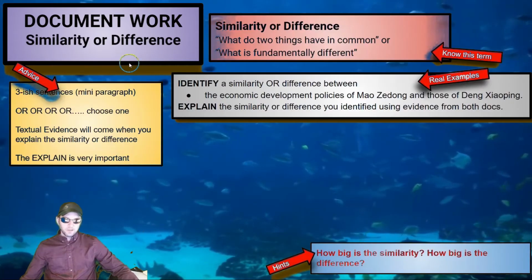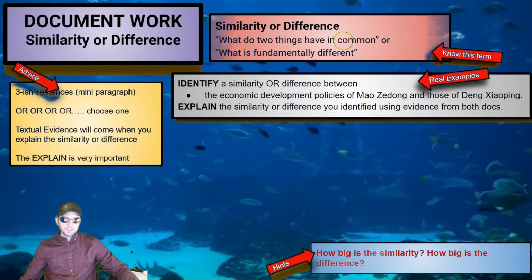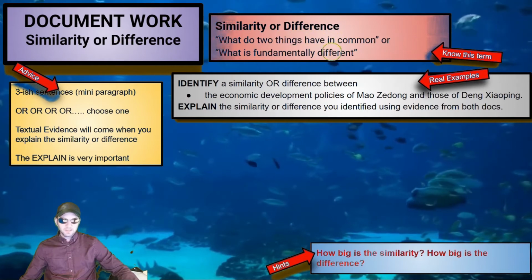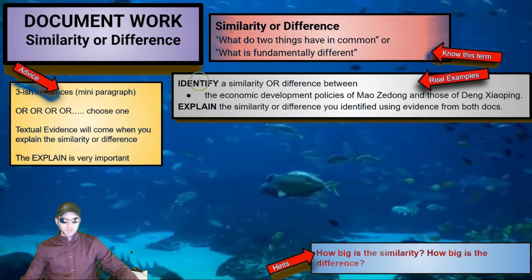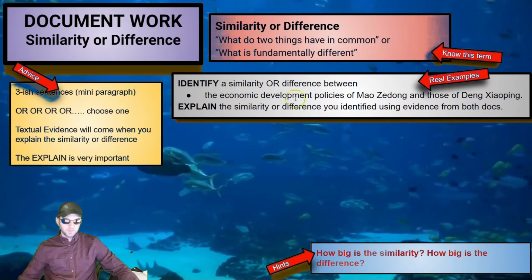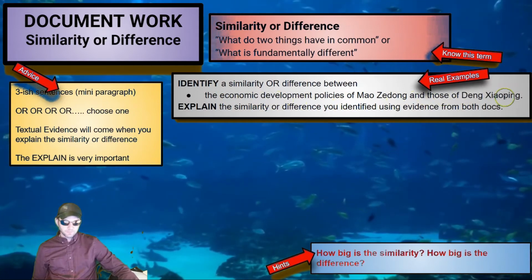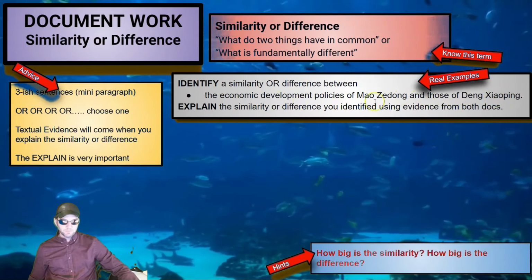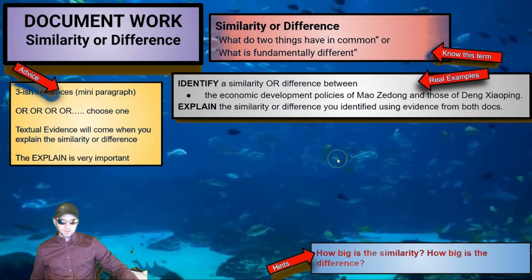Okay, so similarity or difference document work, right? Similarity or difference. What do two things have in common, or what is fundamentally different about them? Okay. The real example question. Identify a similarity or difference between the economic development policies of Mao Zedong and those of Deng Xiaoping. Okay. Document 1 was Mao's economic policy. Document 2 was Deng Xiaoping's economic policy.